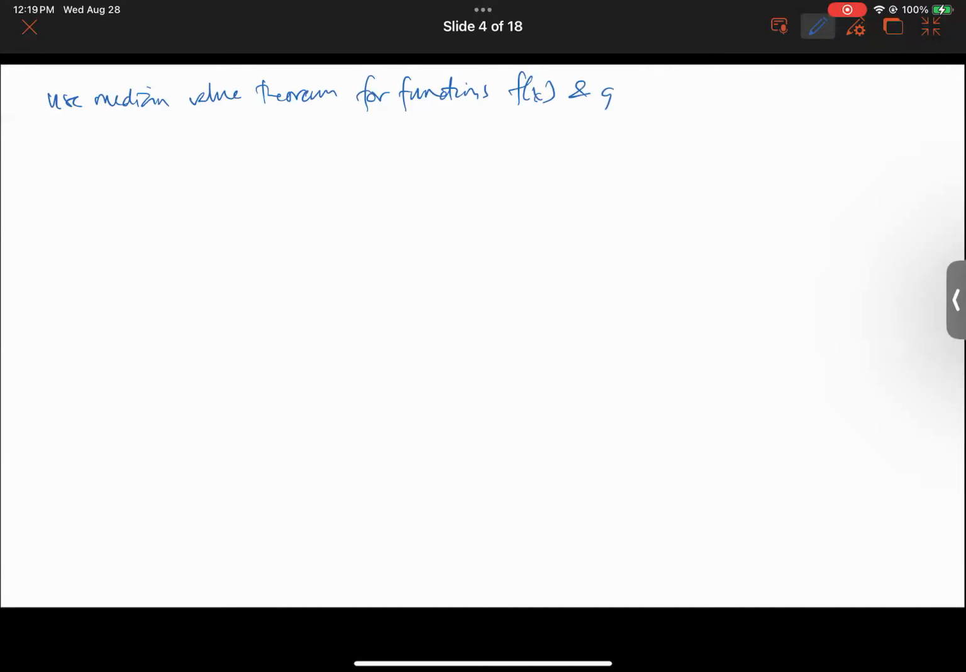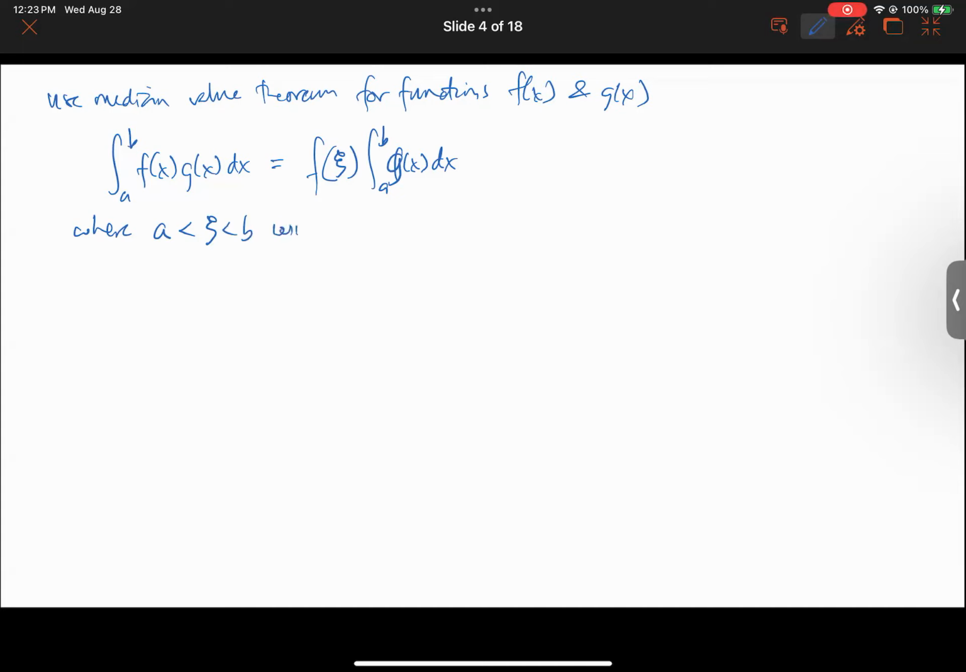It's a mathematical theorem for functions f of x and g of x, which states na if you have an integral of f of x, g of x, dx evaluated from a to b, you can write it as f of psi, and integral from a to b ng g of x dx, where a is less than psi, less than b, with f of x is equal to g of x is equal to d psi of x dx.